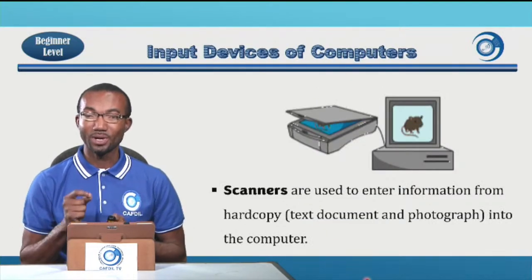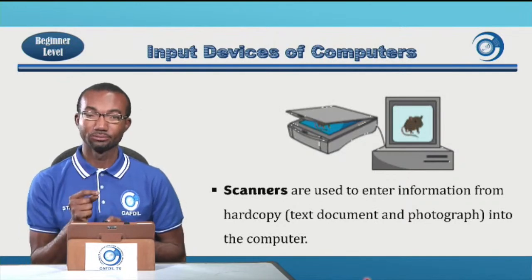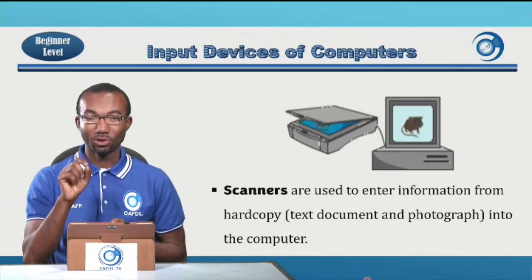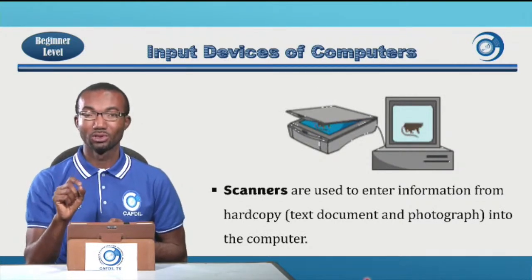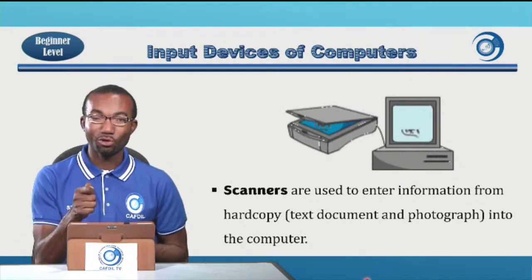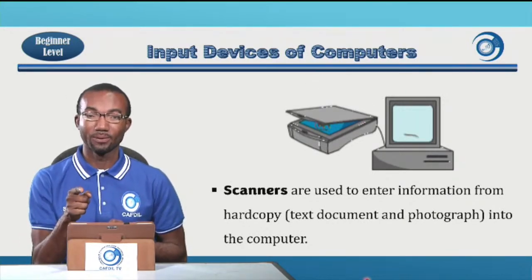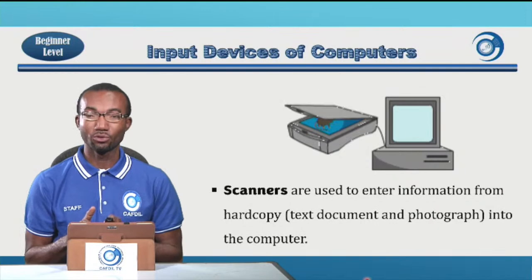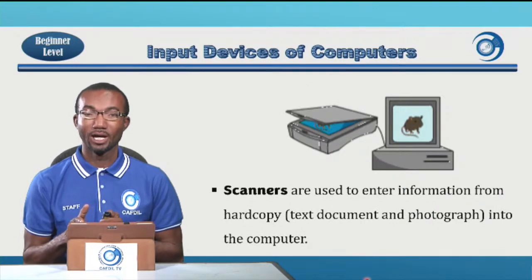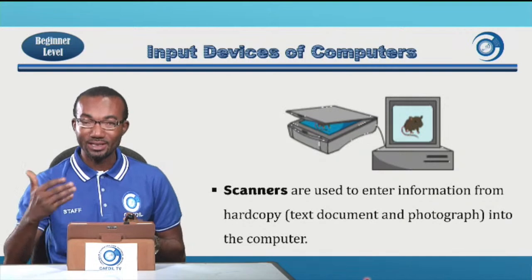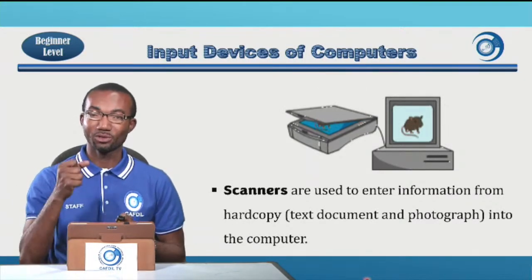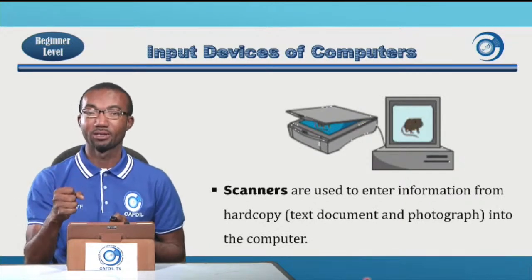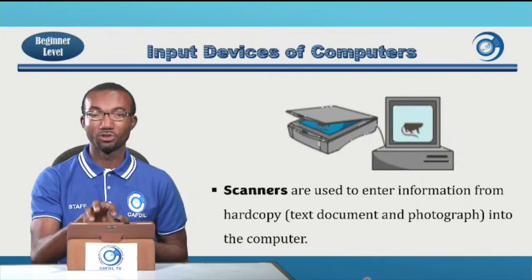So scanners are used to enter information from hard copy, either a text document or a photograph, into the computer. So what work does the scanner do? They send soft copies into the computer. So if I have a hard copy of a document or a photograph, I can use the scanner to convert it into a soft copy. Hard copy is what you can see and hold, especially on any medium like a film or a paper. Soft copy is what you see on your screen.